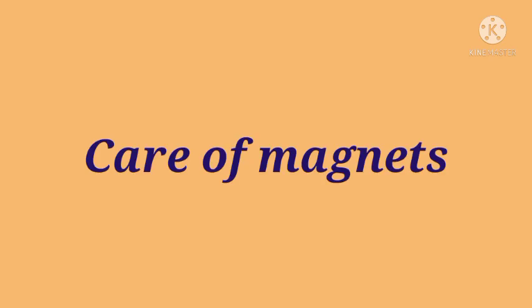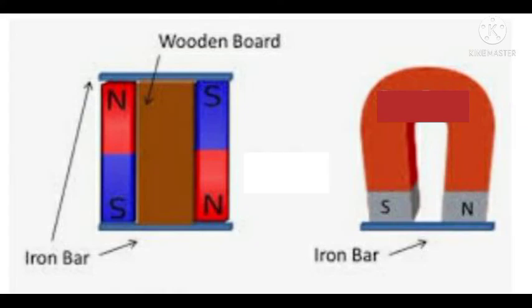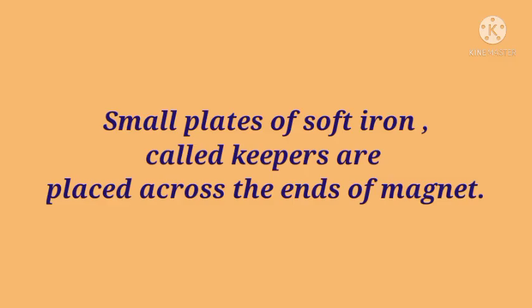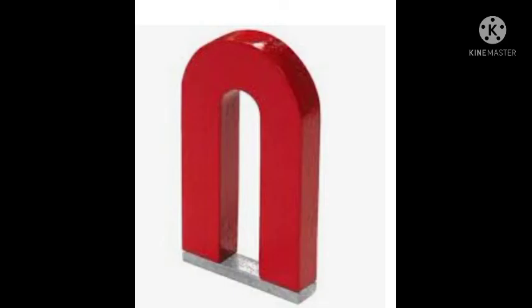Let's see how to take care of magnets. The magnets are placed in pairs separated from each other with a piece of wood such that the opposite poles of the two magnets are closer. Small plates of soft iron called keepers are placed across the ends of the magnets. This is how you have to keep the magnet safe.